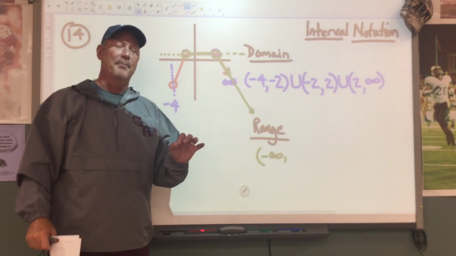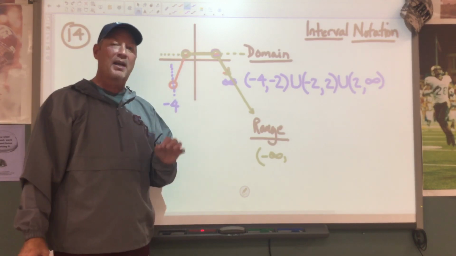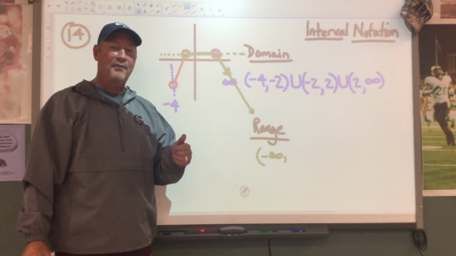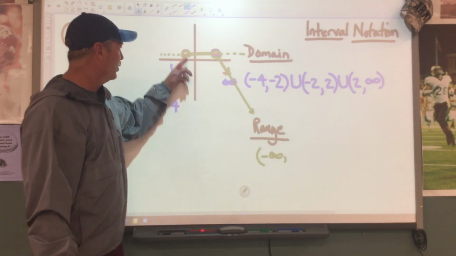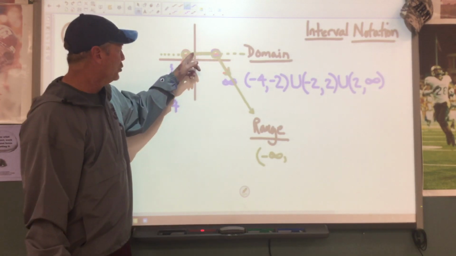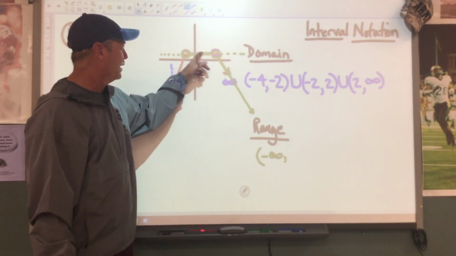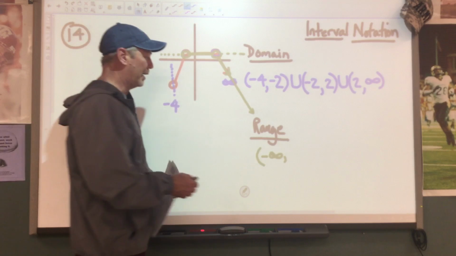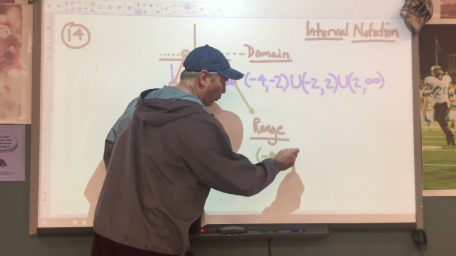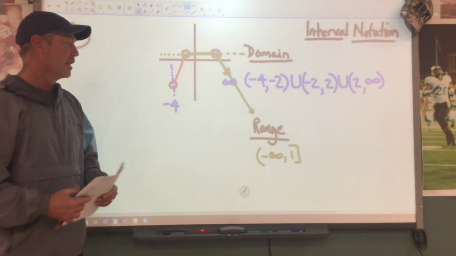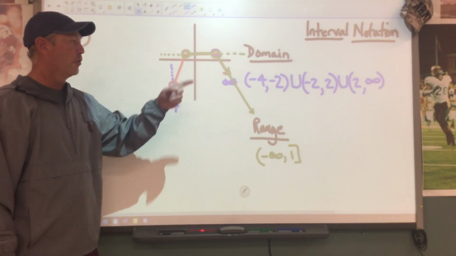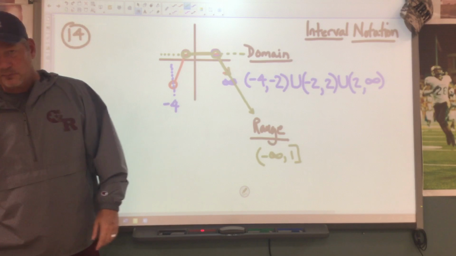If at any time that you make contact with the line, you have to count it as a touch and you have to give it a hard bracket. So even though you have open circles here, you actually make contact with the line here, you have to give it a hard bracket, and we're going to be at a +1, but you got to give it a hard bracket. Okay? There's your range, there's your domain in interval notation. All right, let's keep going.